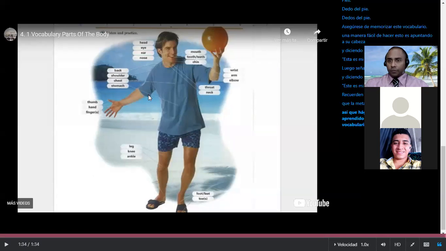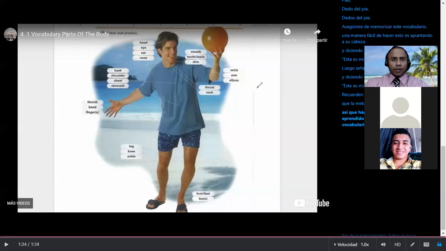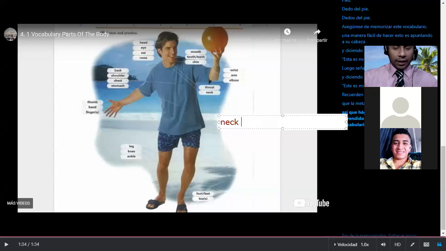Teacher, could you repeat the other ones you mentioned earlier that don't appear in the image? Yes. Which one was it? Neck. Clavícula. Collarbone. Do you have the vocabulary that you can send to the group WhatsApp? Yes, definitely. What's another one? Neck, collarbone. What was the other one?